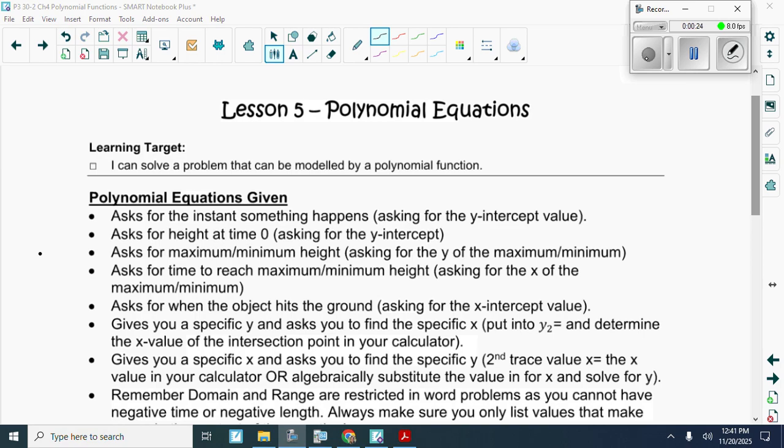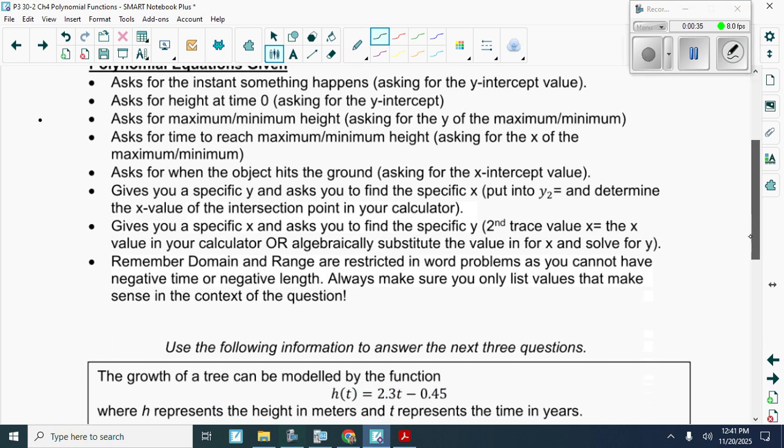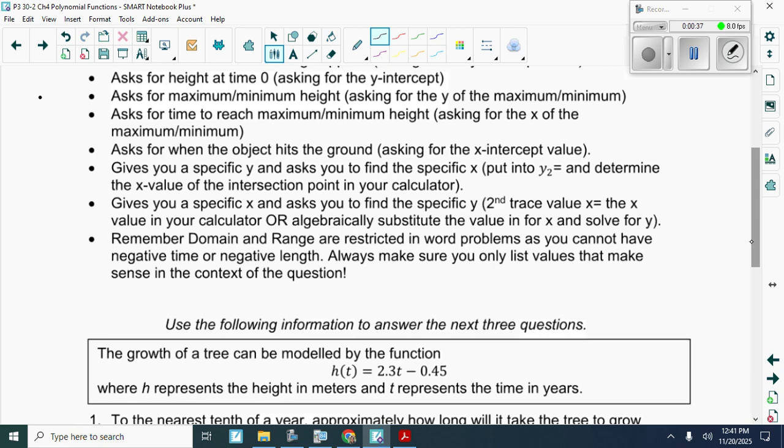It gives you a specific Y, and it wants you to find a specific X. So that's where you put your Y into Y2, and then find out where the two graphs intersect. Sometimes they'll ask you for a specific X value, so you're just using your second trace value. We did a lot of that yesterday. And then, this one here, remember that your domain and range are restricted in a real world context, right? We can't have negative time, and we're not going to have negative underground kind of stuff.